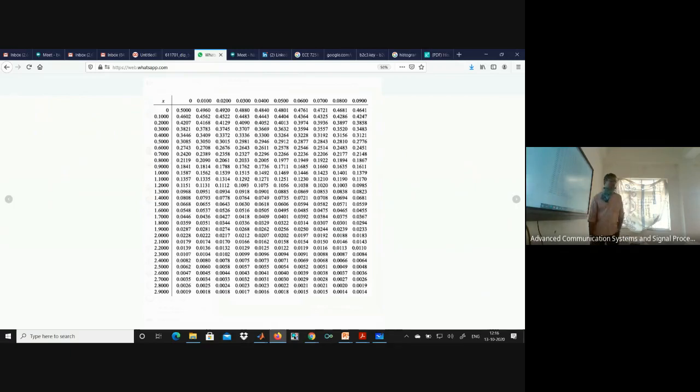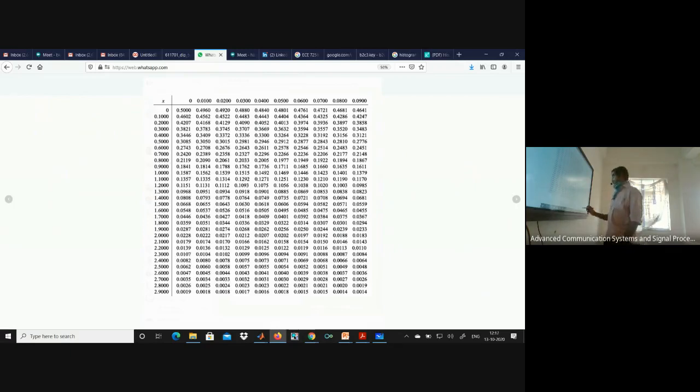Now, what value of x will give me the probability of false alarm 10 to the power of minus 3, which is equal to 0.001? For that, I would like to find the value 0.001 in this particular chart, because the probability of false alarm is given, and we would like to find the value of x corresponding to the probability of false alarm 0.001, because 0.001 is the value that was given in the problem.